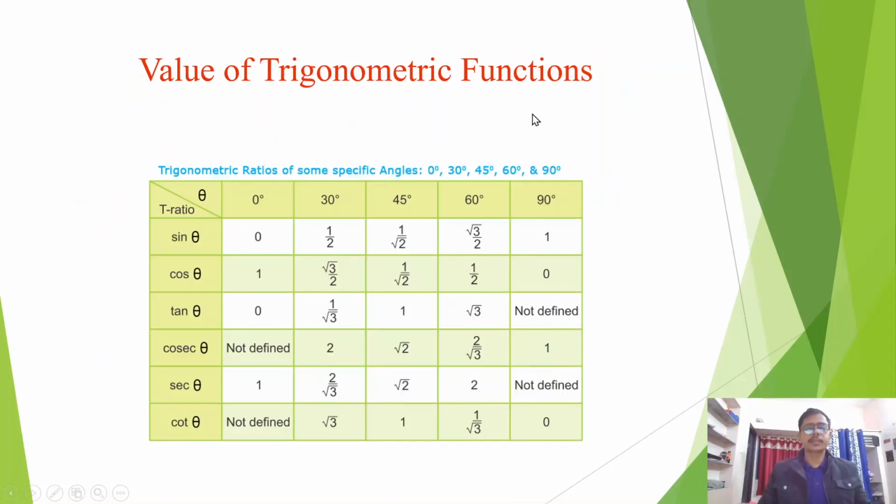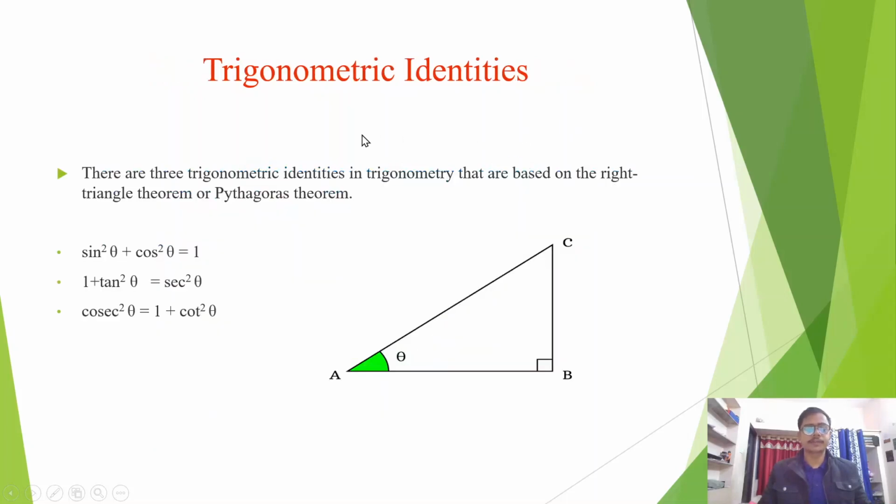Here we will discuss the values of trigonometric functions for the given angles. Sin theta is equal to 0 when the angle is 0 degrees, and the value of sin theta is equal to 1 upon 2 when the angle is 30 degrees. Similarly, we can find all the values for the angles from the given table of trigonometric functions.